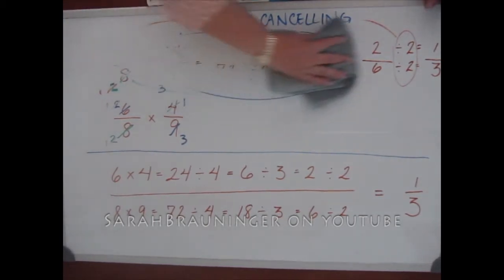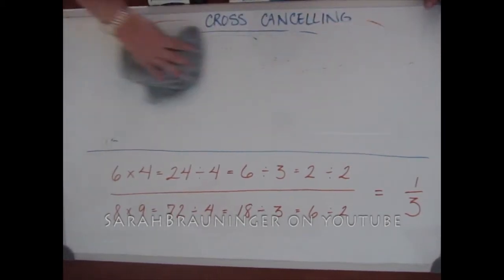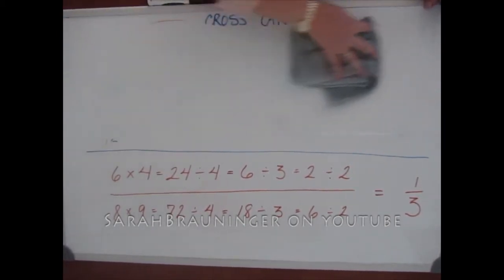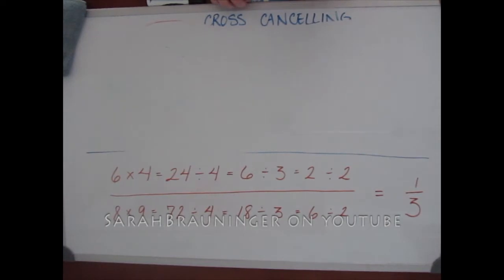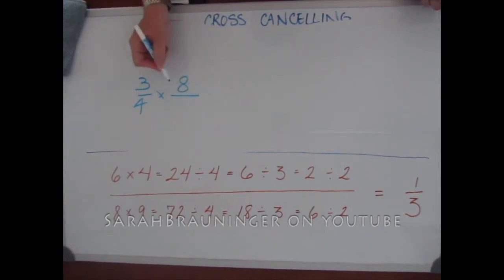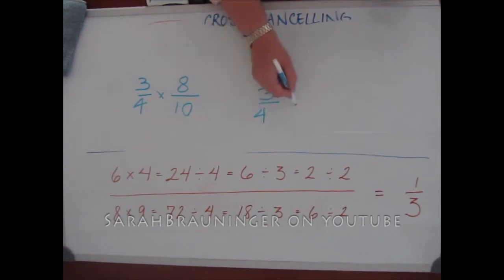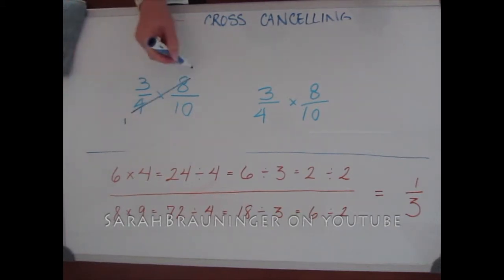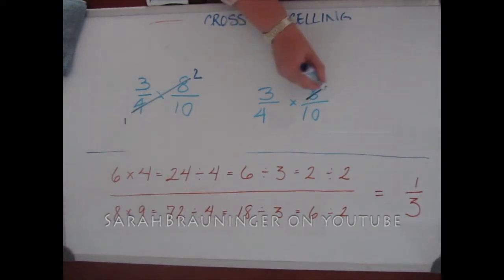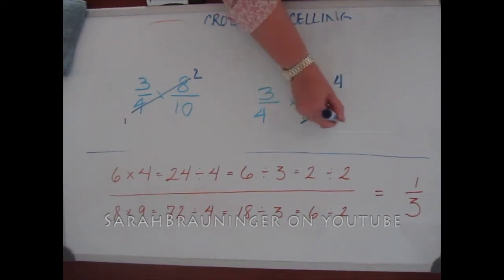The other thing is, students often have the idea that you can only cross-cancel diagonally, like this. Let's say, draw the problem twice, that you can do this. Divide by 4, divide by 4. But you can also do this. Divide by 2, divide by 2.